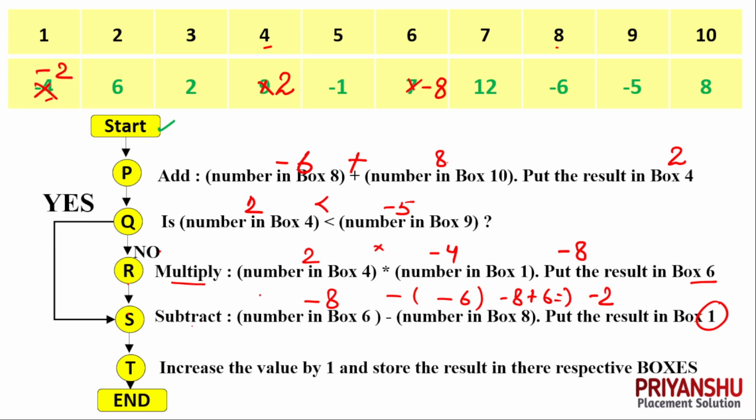Let's move to the next step. Increase the value by 1 and store the result in their respective boxes. So we need to increase all the values that are given in the boxes. So -2 is increased by 1, that is -1. 6 is now 7. 2 is 3, 2 is 3, -1 is 0, -8 is -7, sorry, 12 is 13, -5 is -4, and 8 is nothing but 9. Clear? So we got this.